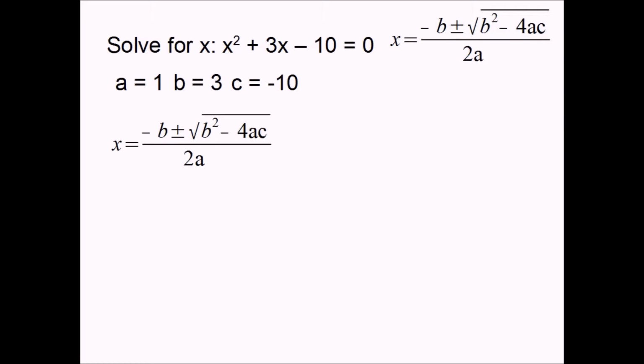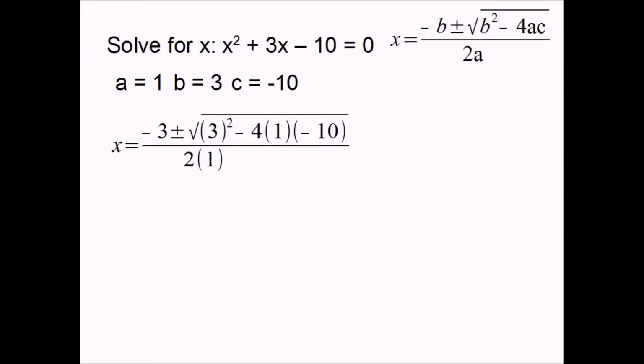So there's the quadratic formula again, and all we're going to do is go through and replace all of the letters with the numbers. b is 3, so I shall replace all of the b's with the number 3. a is 1, so we'll replace all the a's with the number 1. And c is negative 10, so we'll stick that in. Why did I do it in that order instead of alphabetical?